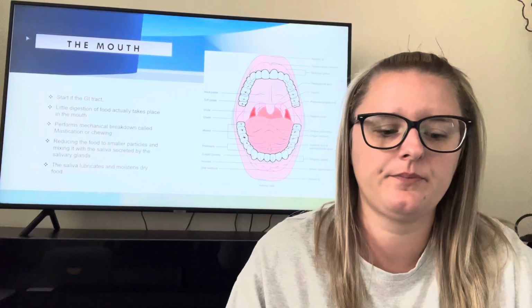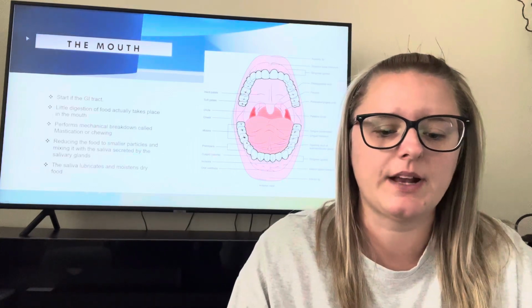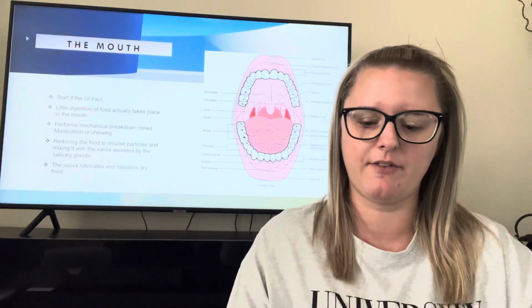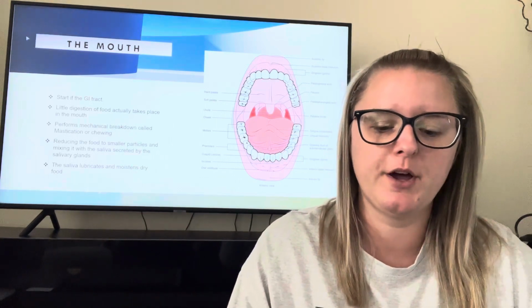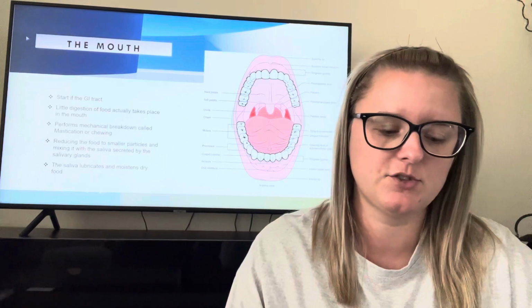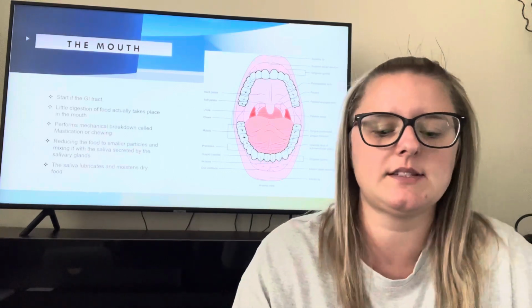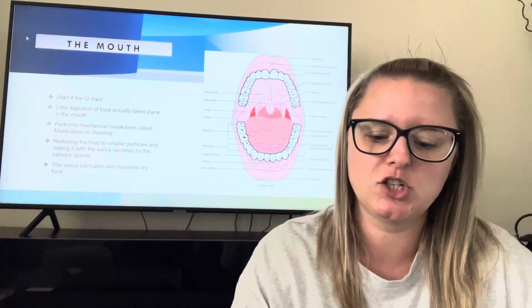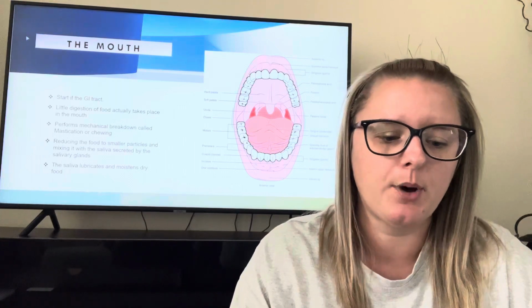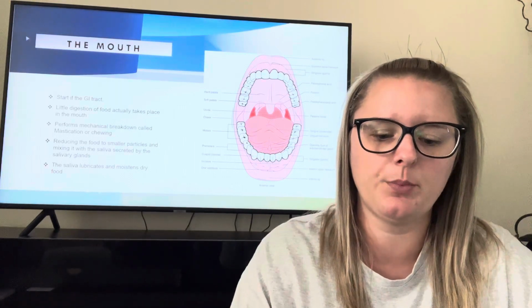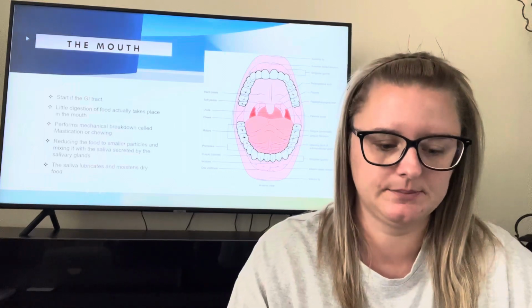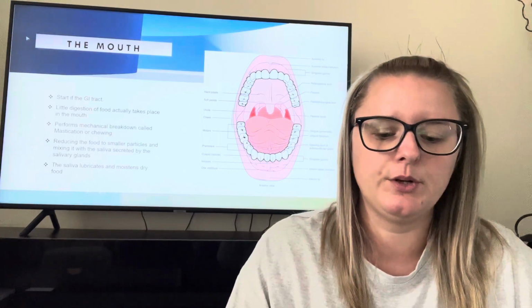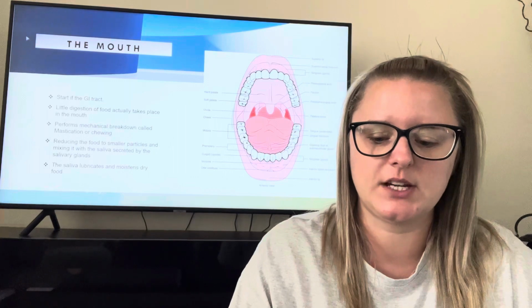The mouth. Little digestion of food actually takes place in the mouth. However, through the process of mastication or chewing, food is prepared in the mouth for transport through the digestive tract. Mastication is not essential for adequate digestion, as chewing does not aid digestion, but helps by reducing the food into smaller particles and mixing it with the saliva secreted by the salivary glands. This enables the food to move through the digestive tract much easier.